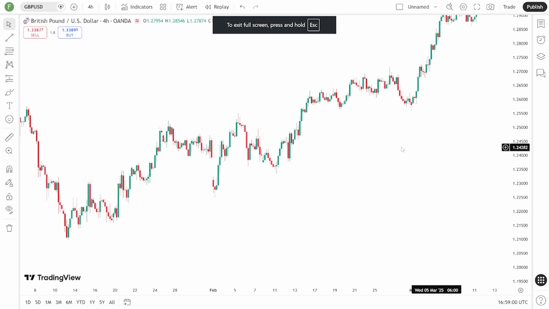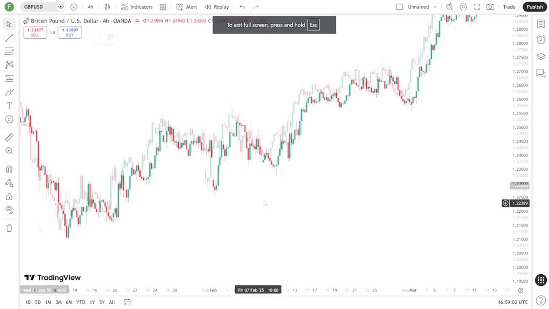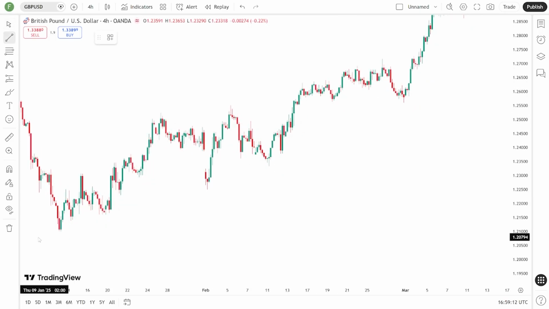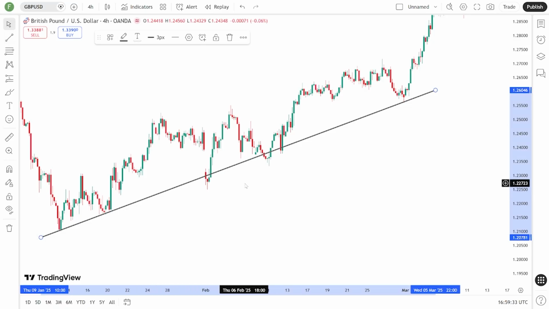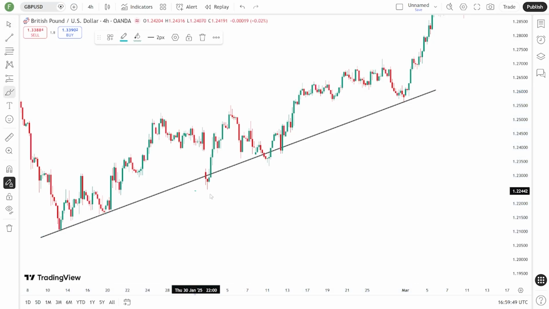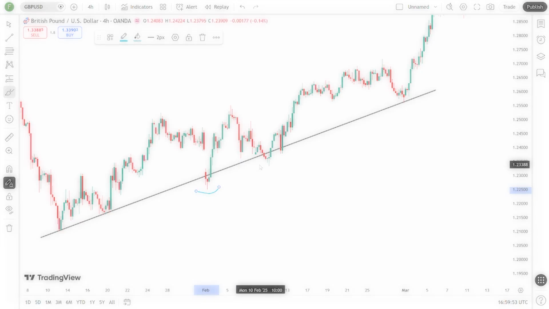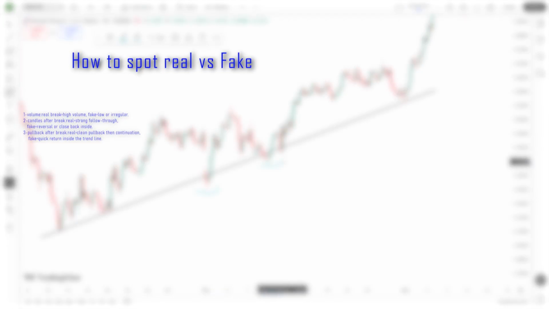Tip 6. Real versus fake breakouts. Everyone hypes a trendline break. Wow, it broke! Time to jump in. Hold on. Most breaks are fake. The market is testing, tricking, hunting liquidity. How to spot real versus fake?